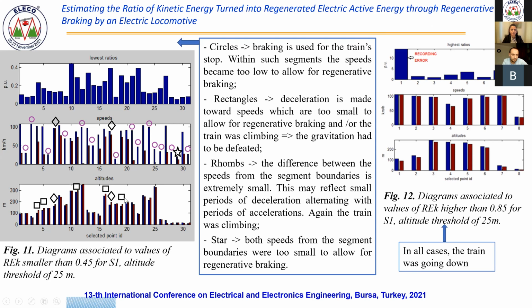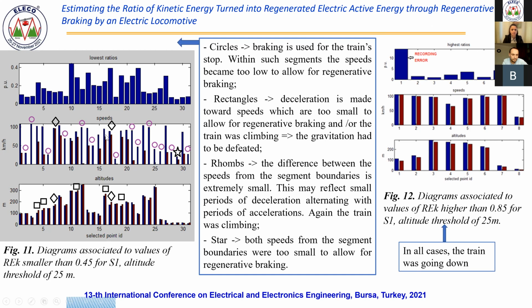Afterward, we used rectangles. The deceleration was made towards speeds which were also too small to allow for regenerative braking, or there were cases where the gravitation had to be defeated because we could not go lower than 25 meters of difference of altitude. And ROMs were used for the difference between speeds from the segment boundaries when it is very small.